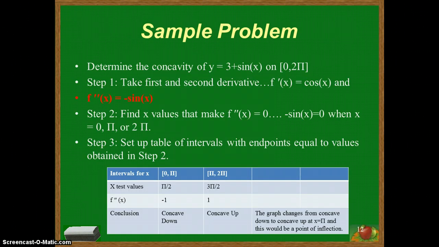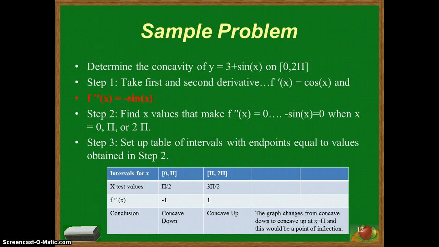Sample problem. Let's look at y equals 3 plus sine of x on the closed interval 0 to 2 pi. First step, they've already given us the domain, so take the first and second derivative. F prime is cosine of x. F double prime is negative sine of x. Step 2, find values that make f double prime of x equal 0, okay? And those values would occur when x equals 0, pi, or 2 pi.